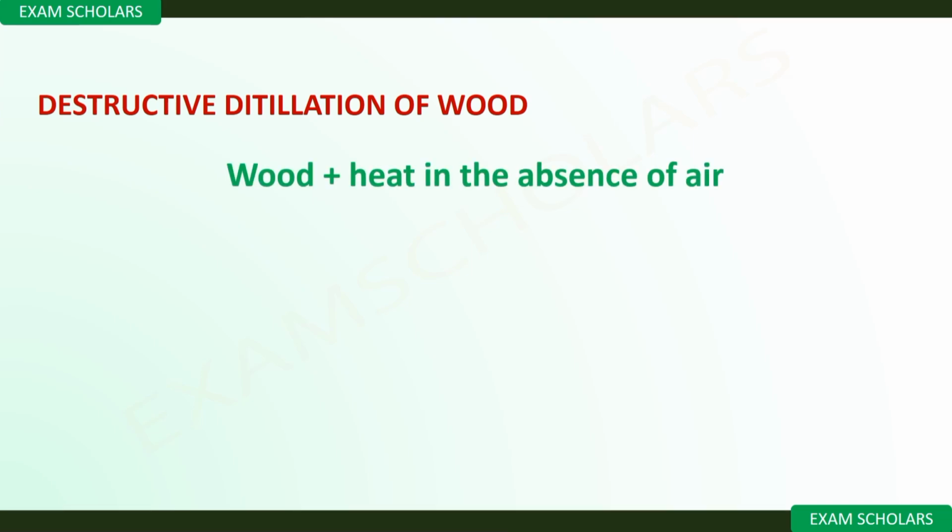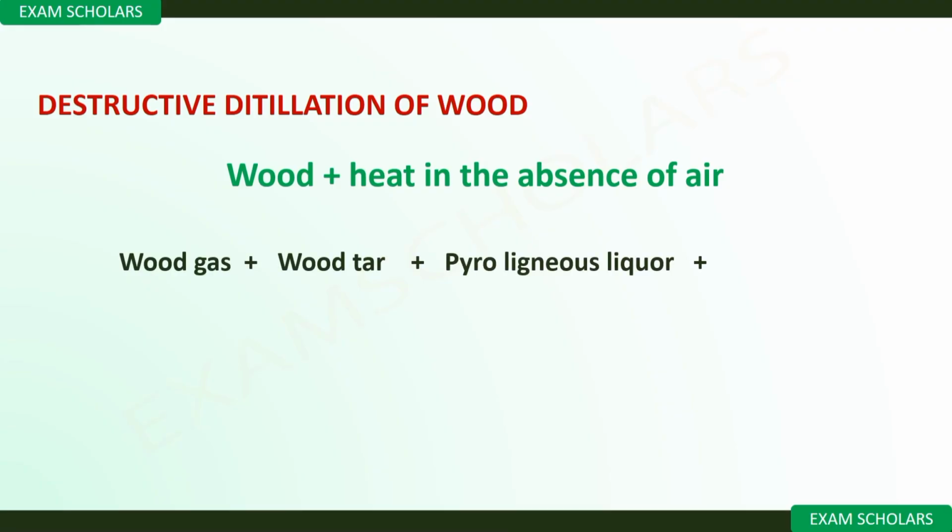Now, destructive distillation of wood, as I've explained, we are going to get wood gas, wood tar, pyroligneous liquor, and charcoal. Now, let's look at wood gas. Wood gas simply consists of carbon dioxide, carbon monoxide, methane, and hydrogen. All these gases are found in wood gas and they can be used for heating, as a source of energy.